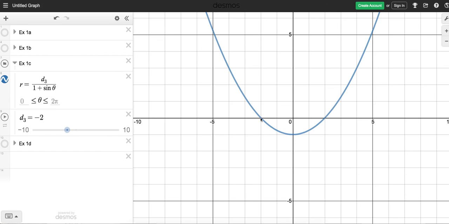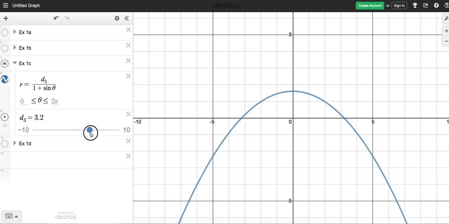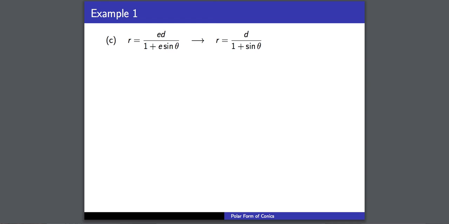Notice our x-intercepts are at (-2, 0) and (2, 0). And same thing with d equals positive 3. Our x-intercepts are at (-3, 0) and (3, 0). So it's a parabola, it's going to open up or down, and that's related to the sine of theta here, just like cosine was related to left and right.